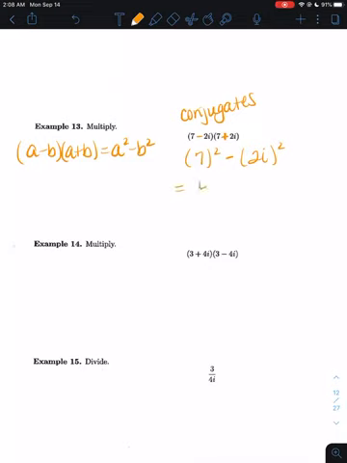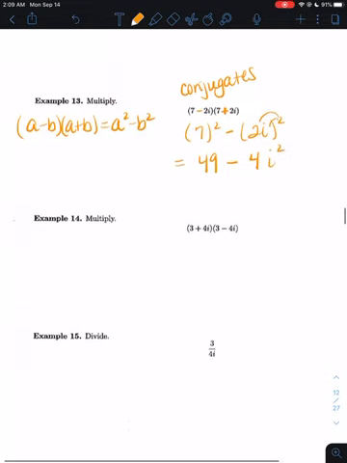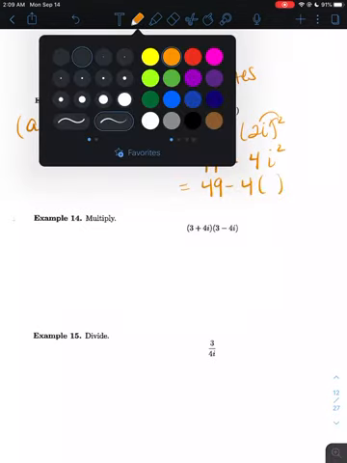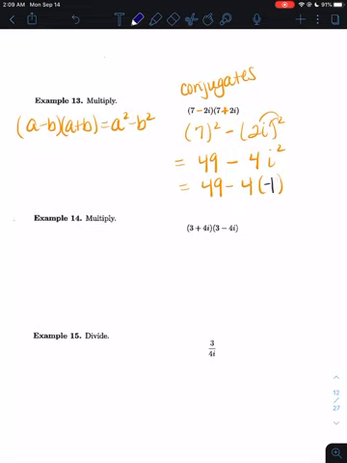So this becomes 49 minus 2i squared. When you square that, you square the 2 first, which is 4, and then you square the i, which is i squared. Remember, i squared becomes negative 1. So when I simplify this, I get 49 plus 4, which is 53.